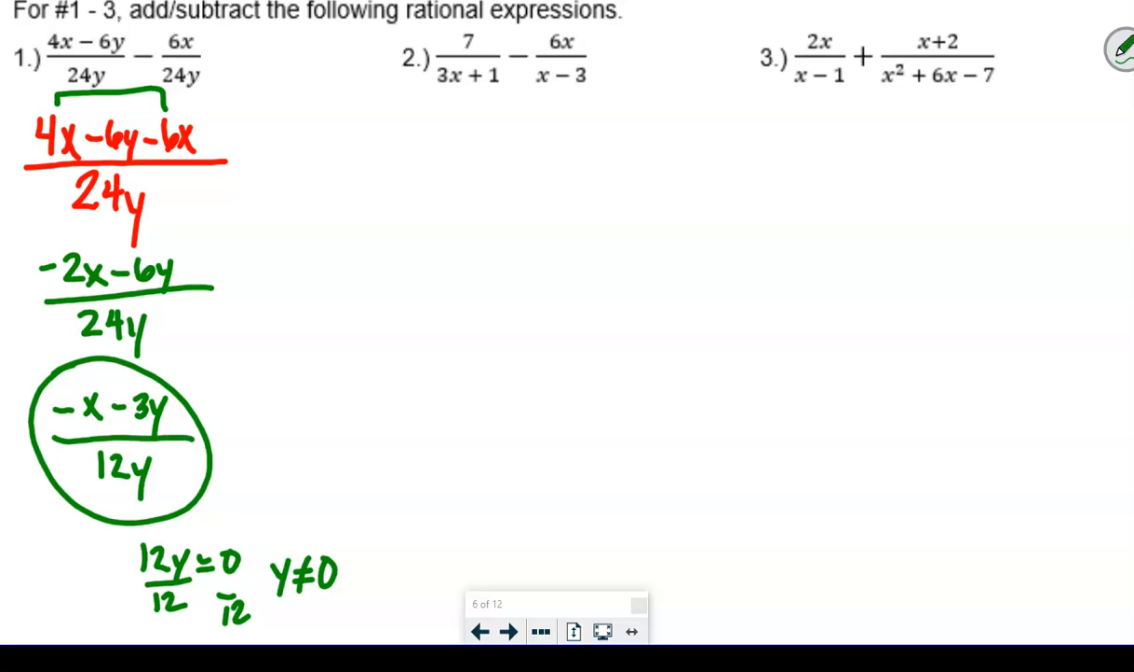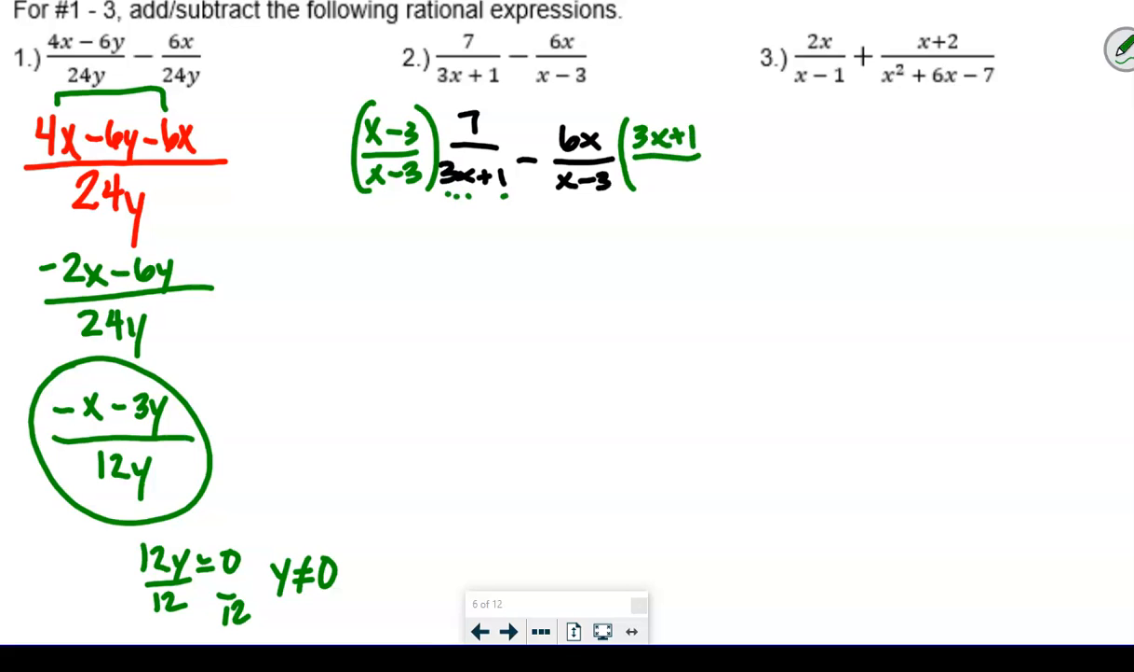has different denominators. You guys notice that? So when that's the case, we're going to have to multiply by the opposite one. So I'm going to rewrite the problem first. So we got 7 over 3x plus 1 minus 6x over x minus 3. So I want to multiply the first expression by x minus 3 over x minus 3 because I need to get that in the denominator of my first term. And then the second term, I'm going to multiply by this denominator, right? So we're going to multiply that by 3x plus 1 over 3x plus 1.